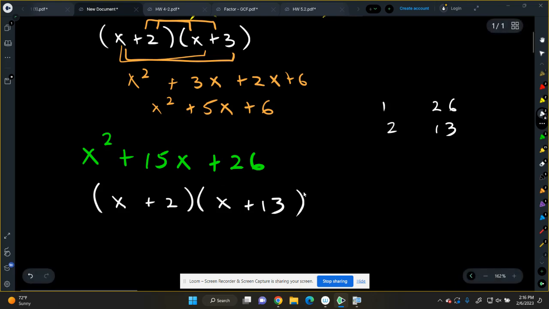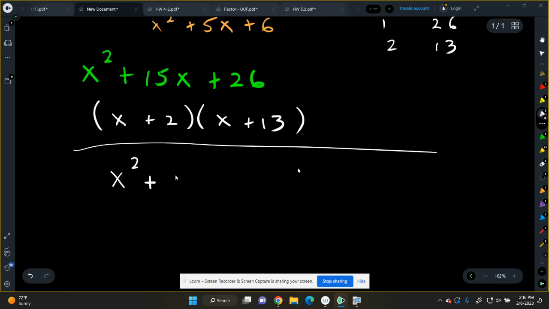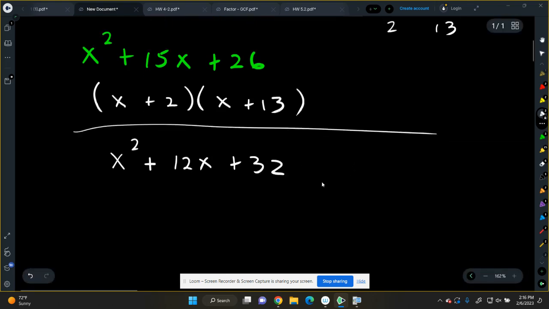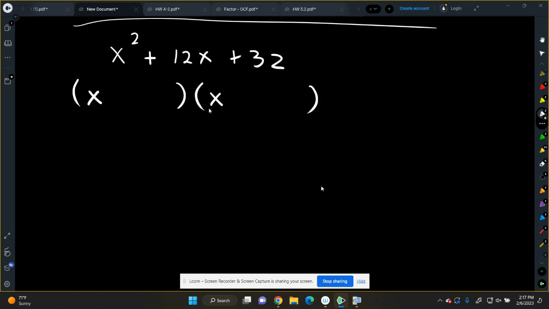Want to try one yourself? Okay, how about x squared plus 12x plus 32? Okay, 2 sets of parentheses. We put an X in each parenthesis. Give me 2 numbers that multiply to equal 32, 4 and 8, but add up to 12.